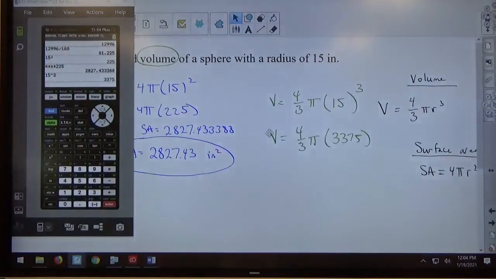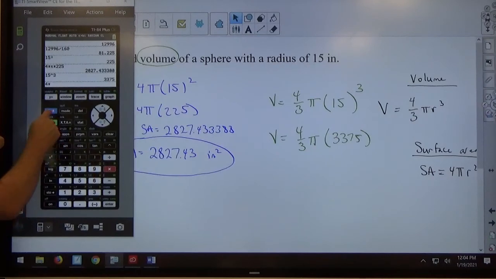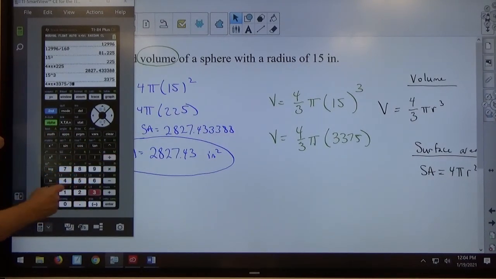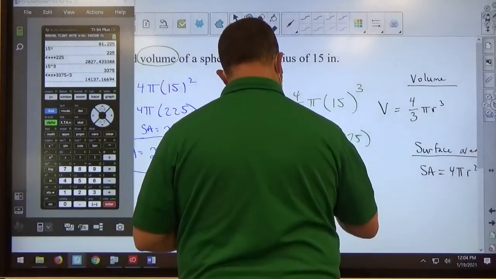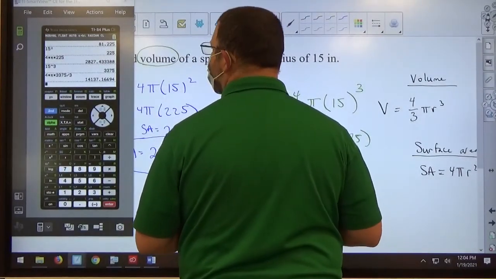Now, to type this in, for me personally, I like to multiply everything and do divided by 3 at the end. So if this is me typing in, 4's on top, pi's on top, 3,375's on top, 3's on the bottom. So I'm going to do 4 times pi times 3,375 divided by 3. Everything multiplied, divided by 3 at the end. We get 14,137.16694.